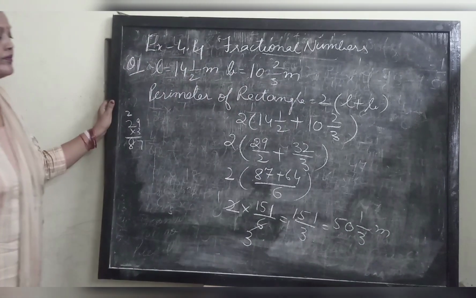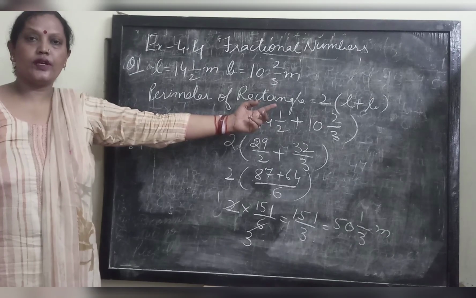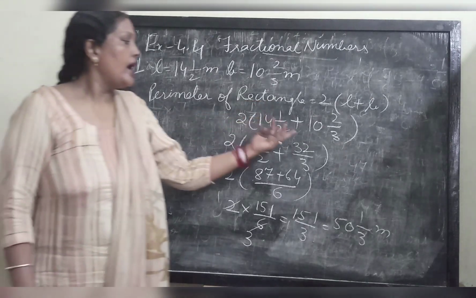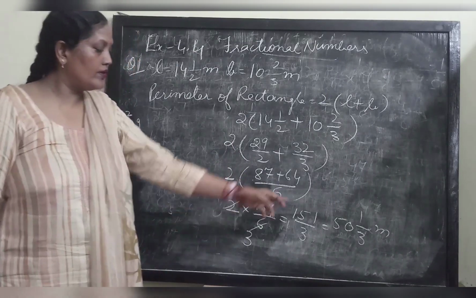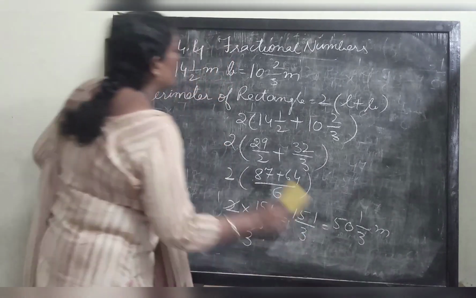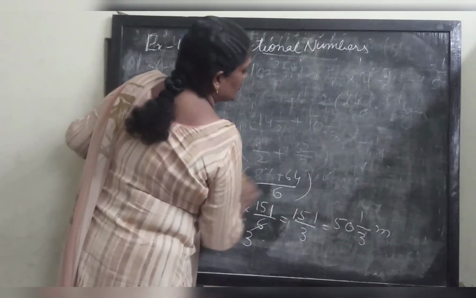This is the answer. Length is given, breadth is given. Use the formula perimeter of rectangle 2 length plus breadth. Add it by taking the LCM. Then you multiply it with this. We will get the answer. All this clear, students? Yes. Now come to the next question.